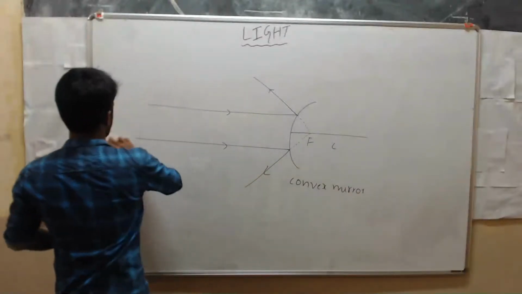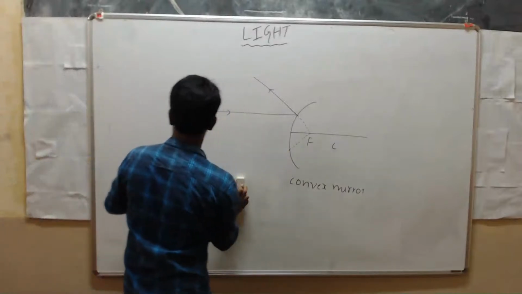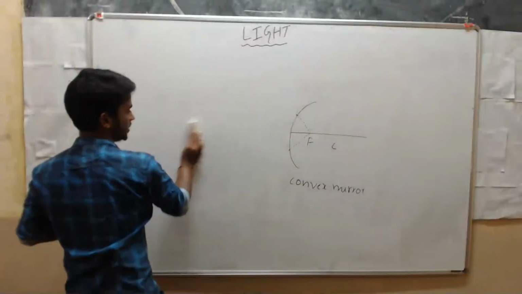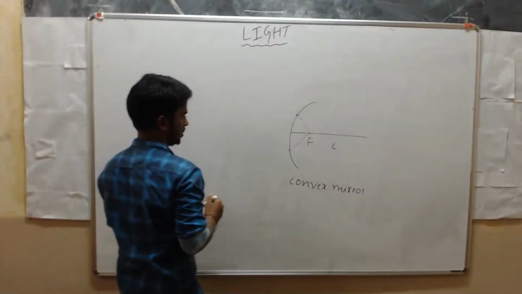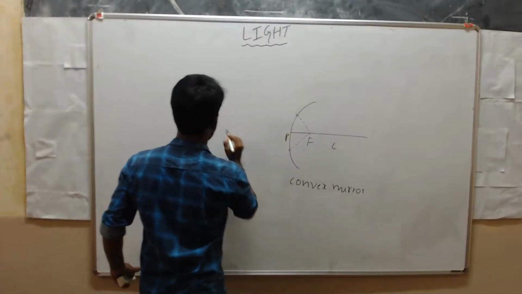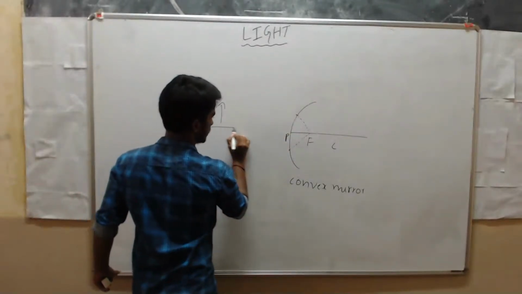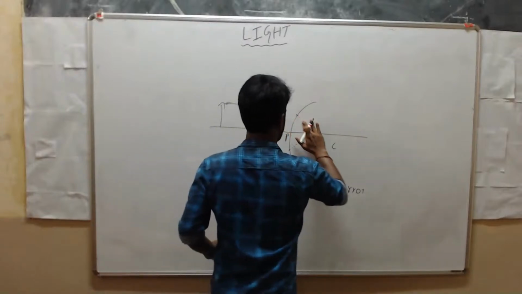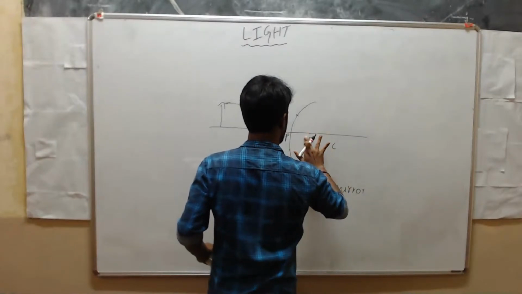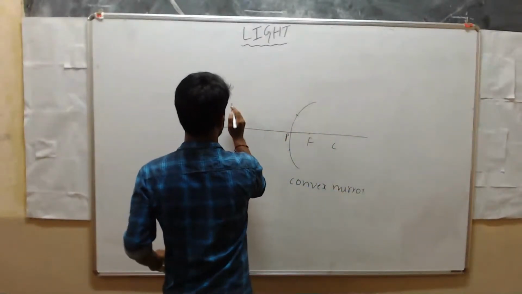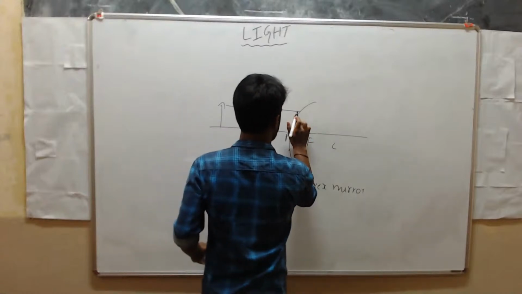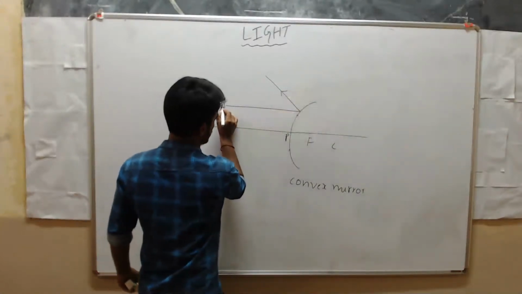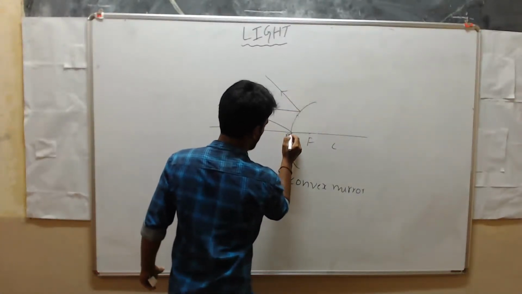Next, we kept the object between infinite distance and the pole of the mirror. Here also we are considering a ray parallel to the principal axis, and after reflection, I consider one more line which passes to the pole of the mirror.